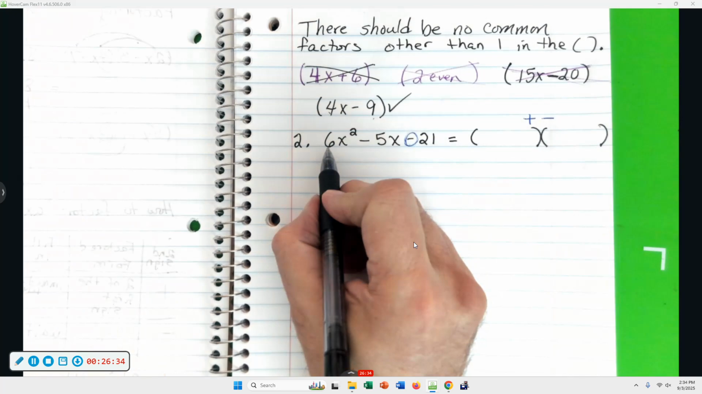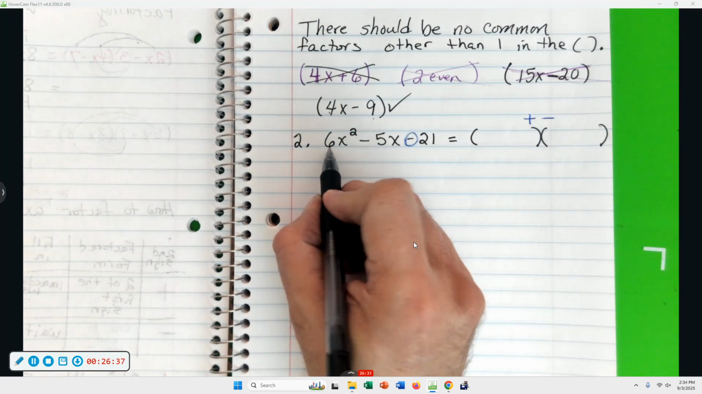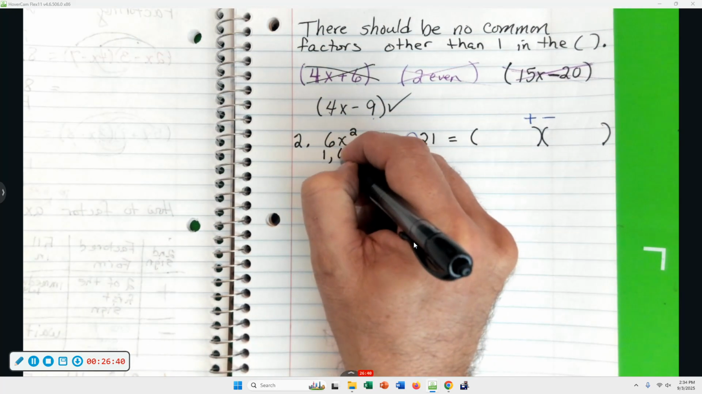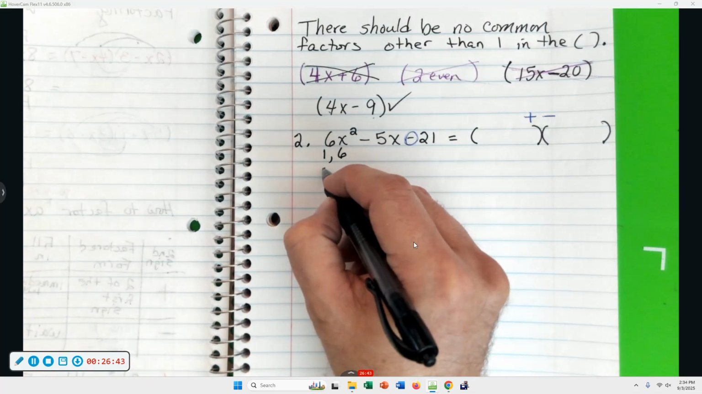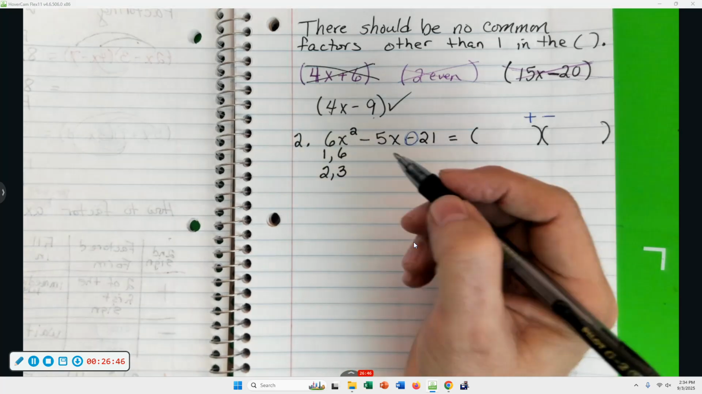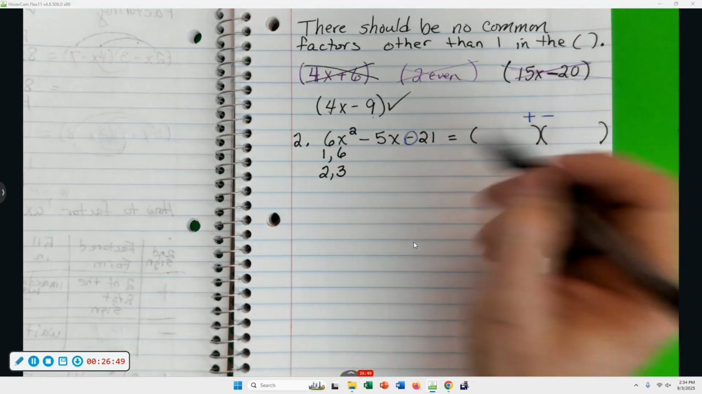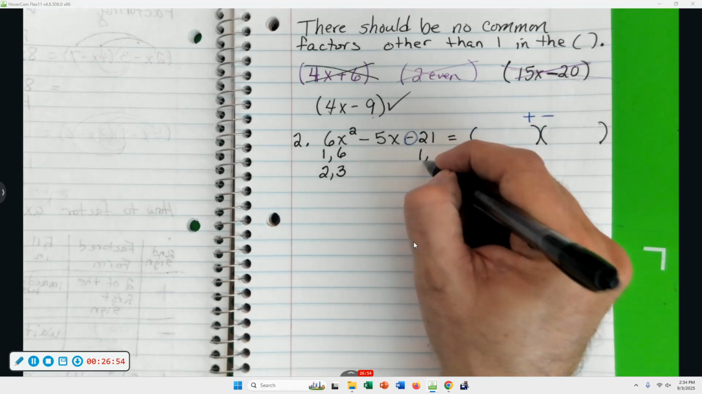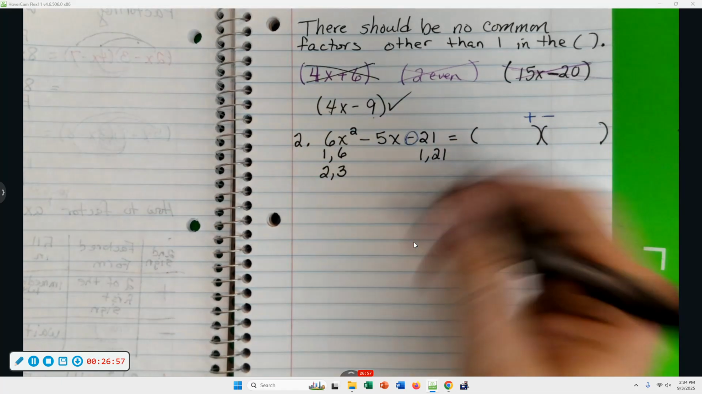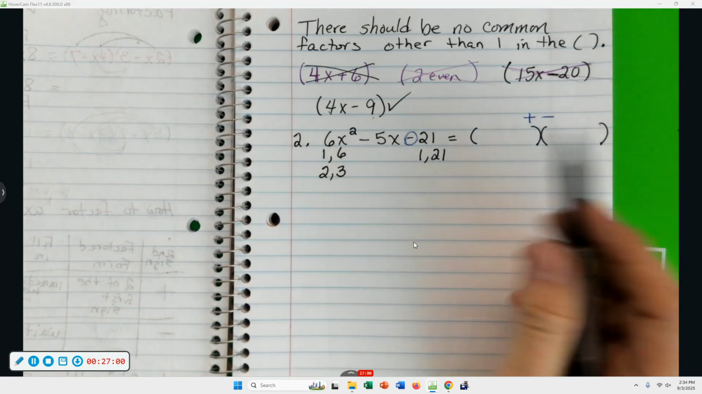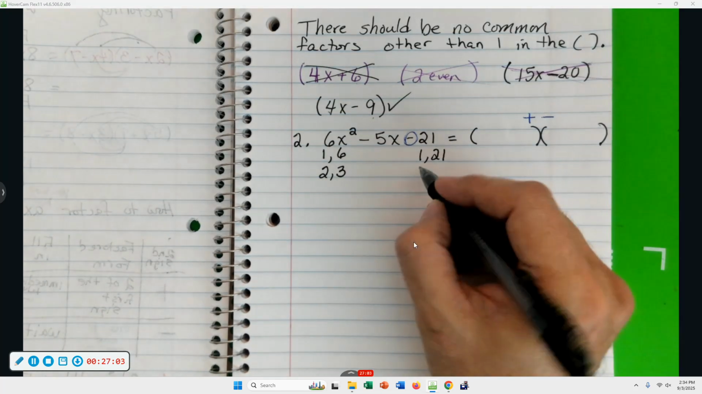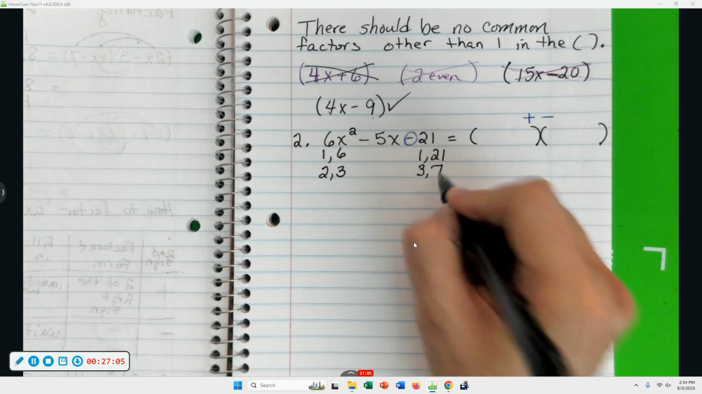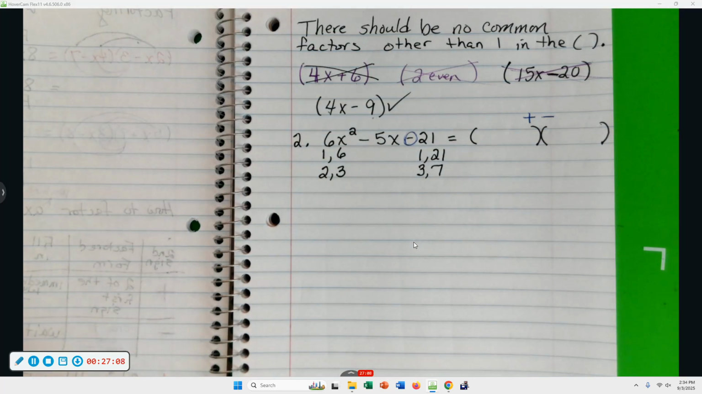Now, I'll write out the numbers that multiply together to give me 6. See, there's 2 pairs. There's 1 times 6 and what else? 2 times 3. Now, what about 21? Let's go ahead and write out the numbers that multiply together to give 21. There's 1 times 21. There's one other pair, isn't it? 3 times 7. Well, you're going to have to play around with it and figure out which pairs work.